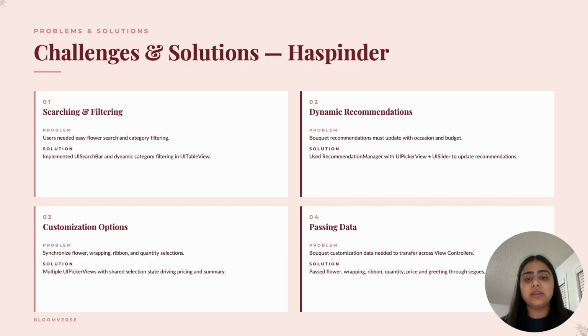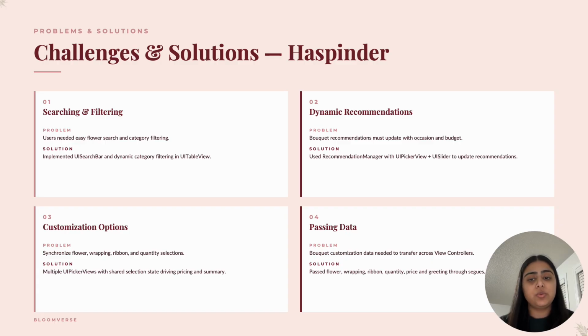The second one is making the recommendations responsive to the user's view. For example, the recommendations need to change based on the occasion or maybe the budget, because the users' situations can be different. So for that, we use the recommendation manager to handle that logic.